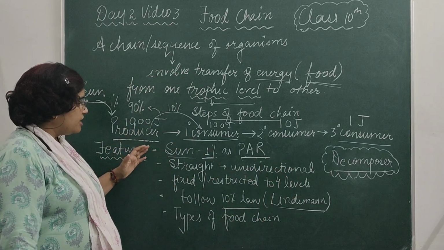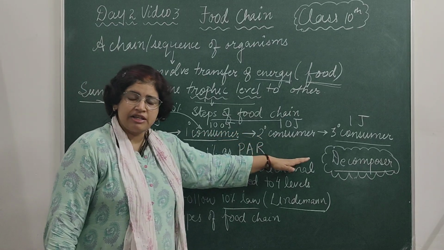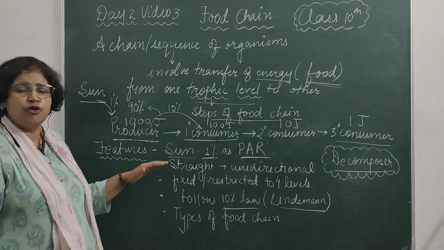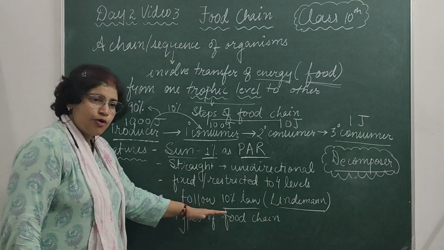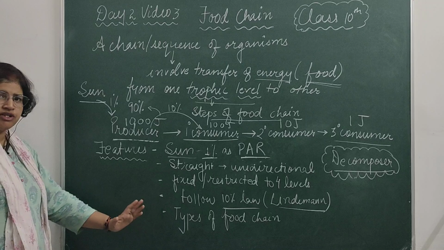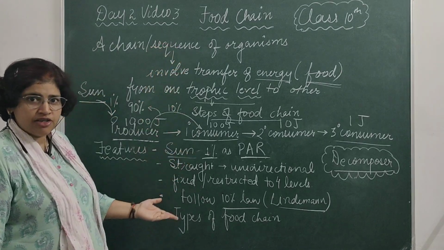As we observe here, the energy is decreasing progressively to the last trophic level. That's why our food chain is restricted to 4 to 5 trophic levels. Fine. So here they follow only 10% law. Fine. Types of food chain is also there, that we will consider tomorrow. So before that, let's revise all.